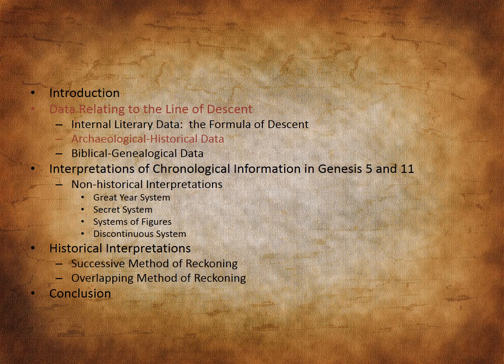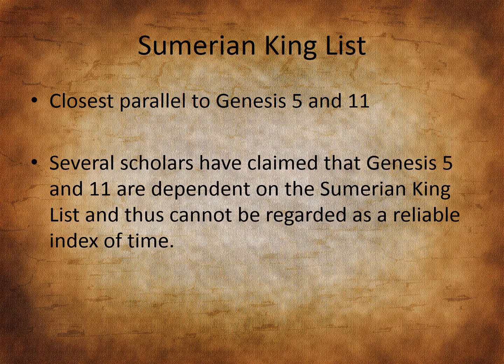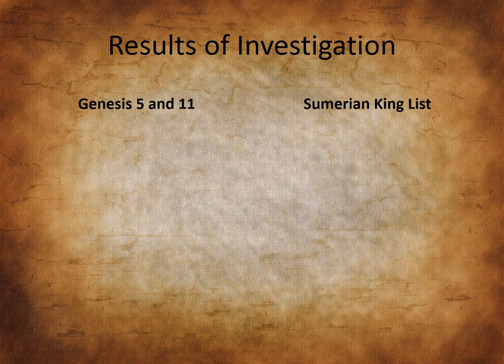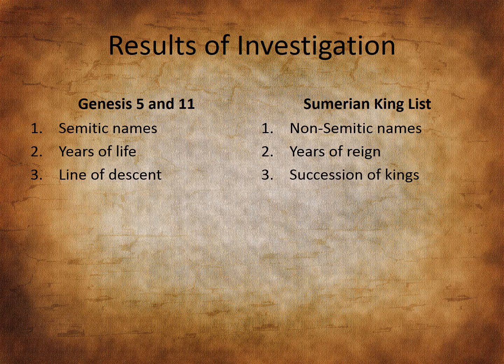Continuing with the archaeological historical data section, the Sumerian king list is the closest parallel to Genesis 5 and 11. Several scholars have claimed that Genesis 5 and 11 are dependent on the Sumerian king list and thus cannot be regarded as a reliable index of time. The results of an investigation comparing the two lists show that Genesis contains Semitic names, while the Sumerian king list contains non-Semitic names. The first list gives years of life, while the second gives years of reign. Genesis shows the line of descent, which is different from the succession of kings.